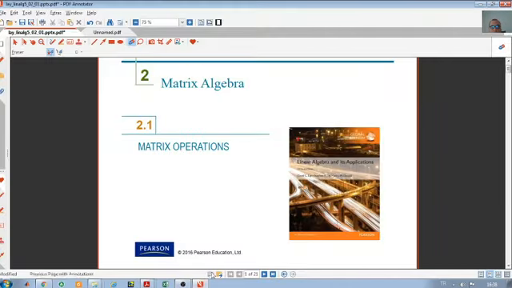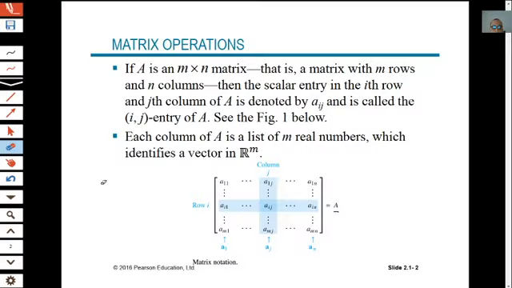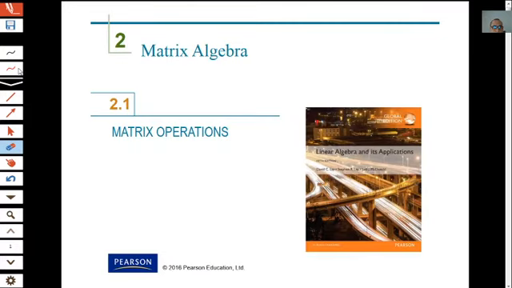Hello everyone, in this video we will cover section 2.1. In this section we will see matrix operations.